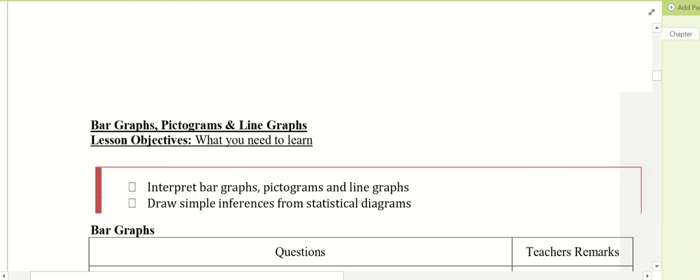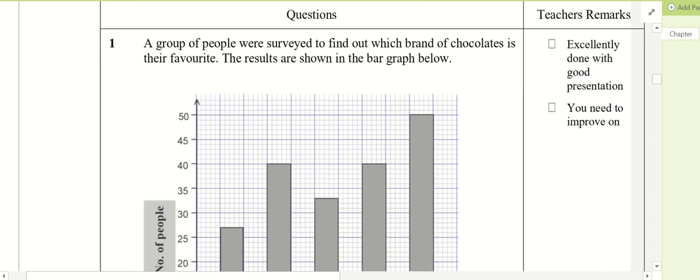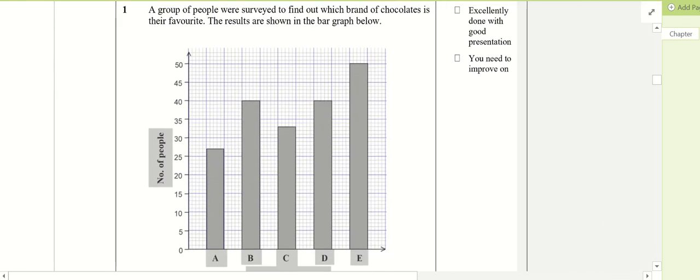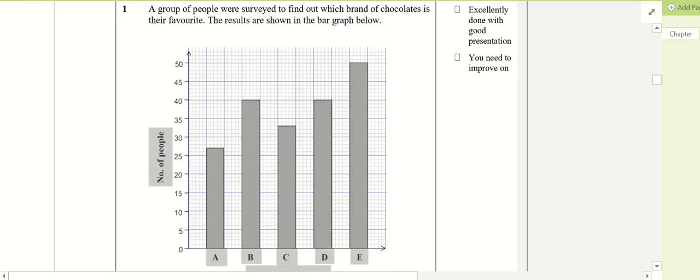Okay, next, we have seen the bar graph. I think the bar graph is quite neat, but the problem is that it might be a little difficult to read. So let's take a look.